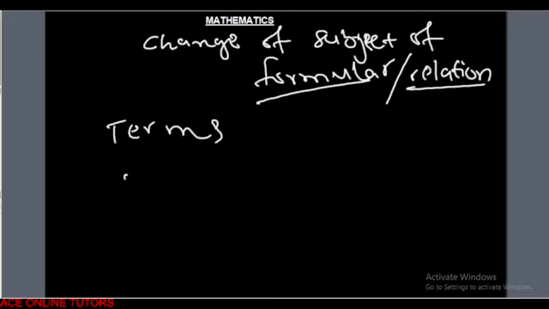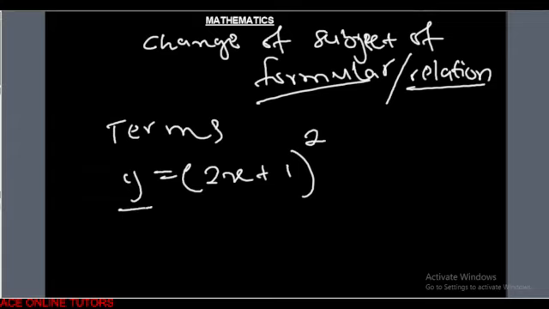For example, if you have y is equal to 2x plus 1, with everything raised to power 2. Now, the number of terms: this is a term because it has its own sign, but this is also a term. In this particular case, you won't consider 2x as a term and 1 as a separate term. Why? Because all together, the 2x and the 1 are the ones having this power.